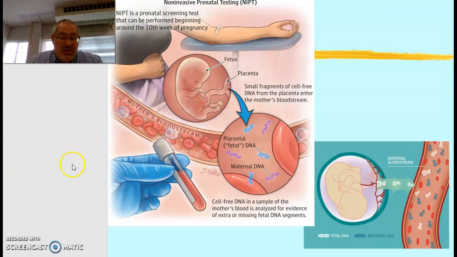The most non-invasive procedure is called non-invasive prenatal testing, where blood is withdrawn and DNA from the placental area is examined and karyotyped.